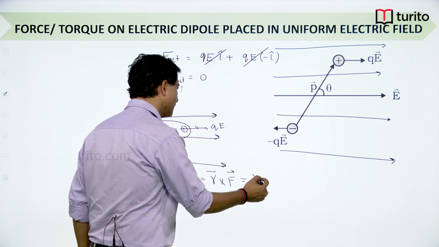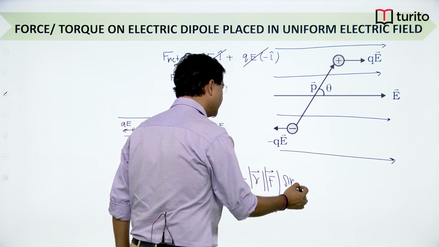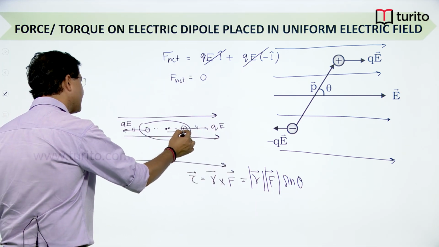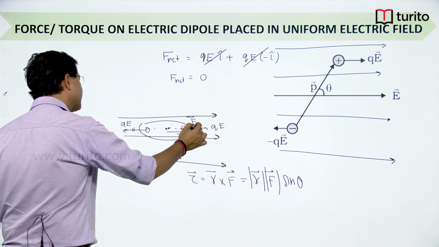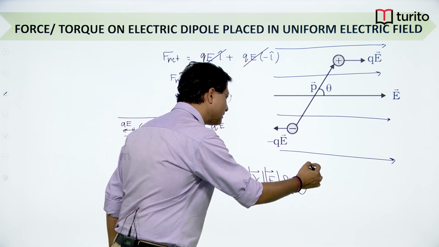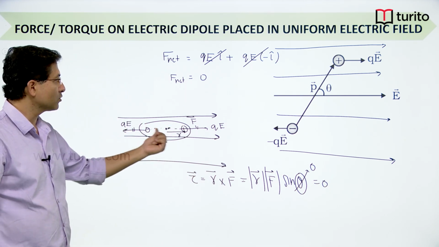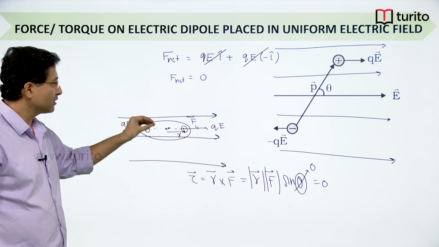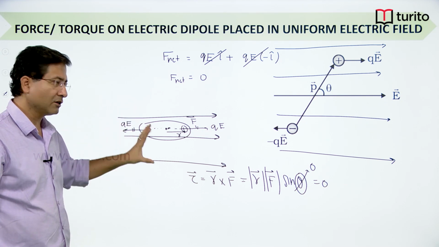That means R vector, F vector, mod sin theta. So R vector, you can see this is R vector and this is force vector, both are in the same direction. R vector and force vector both are in the same direction, the angle will be 0. If the angle is 0, torque will be 0. So the torque produced by this force and this force are both 0. So net torque on dipole at this moment is 0, net force on dipole at this moment is 0.